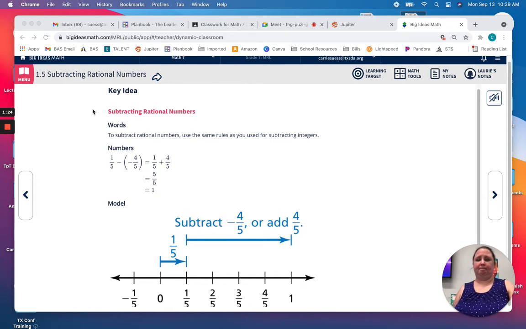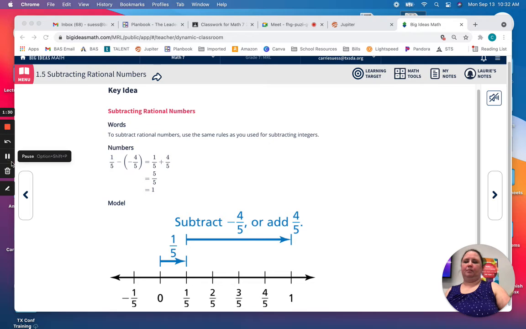Okay? Does anybody need more time to write the key idea? Okay, I'll give you just a moment. All right, so a quick explanation of your key idea. This is when you're subtracting fractions, guys. When you're subtracting fractions, you see you have a fraction minus, open parenthesis, minus negative 4/5.